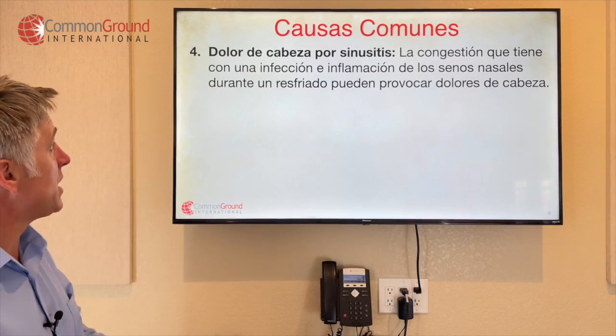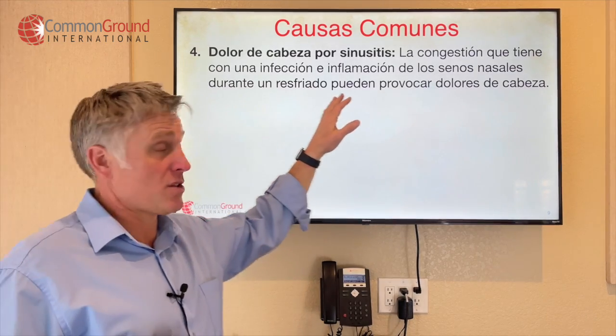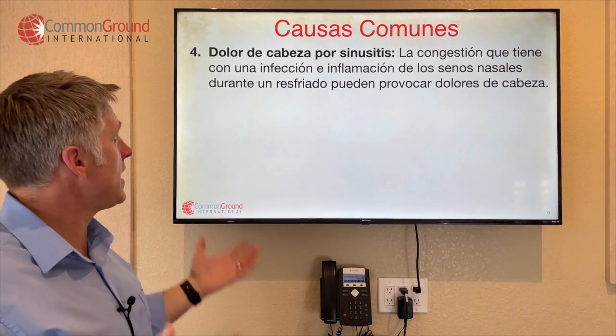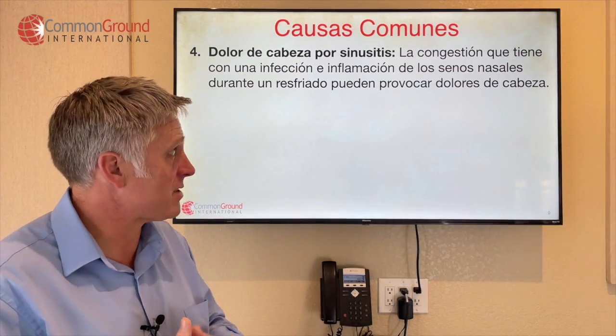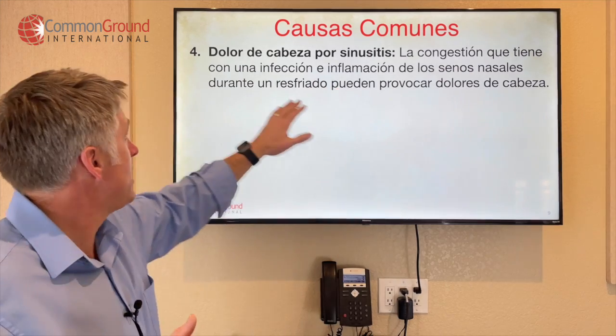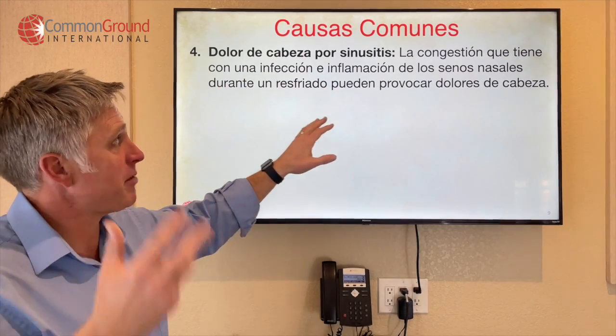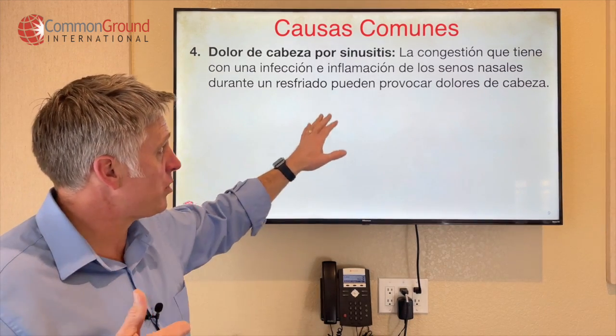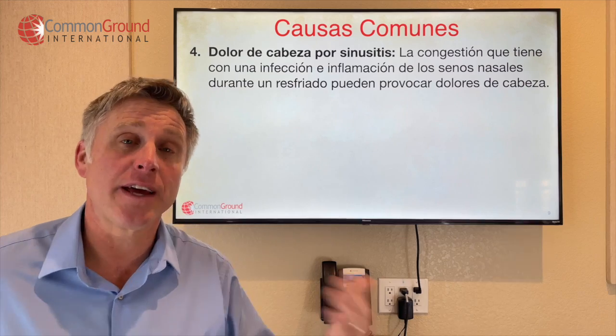Más causas comunes. Dolor de cabeza por sinusitis, so sinus headaches. La congestión que tiene una infección e inflamación de los senos nasales. So congestion that has an infection and inflammation in the sinuses durante un resfriado, during a cold, pueden provocar dolores de cabeza, can cause headaches.